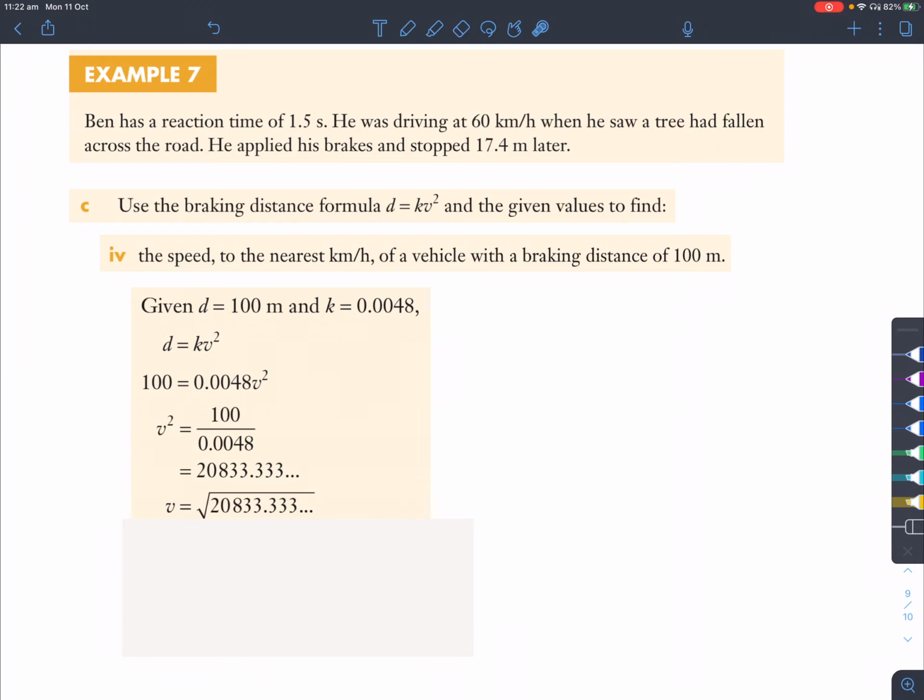You don't actually have to put this in your calculator yet. You can simply write V equals the square root of 100 over 0.0048. And what that gets you is this value here, okay? And to the nearest kilometer per hour, that will just be 144 kilometers per hour.